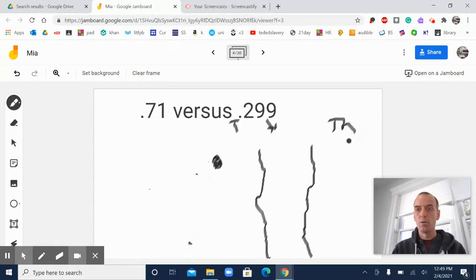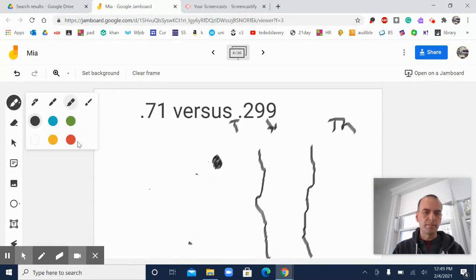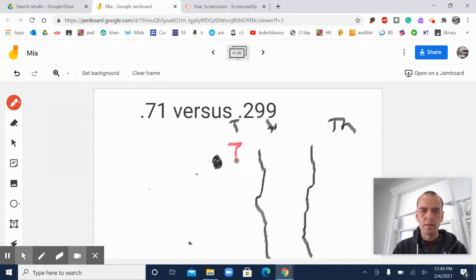Then when we put a number in here, anything in the tenths, that's the greater value. So we start there and we compare to the right. So if I had 0.71, I'd put that in my makeshift place value chart versus 0.299.